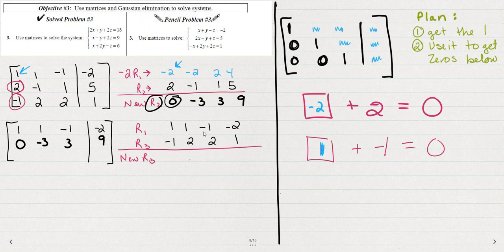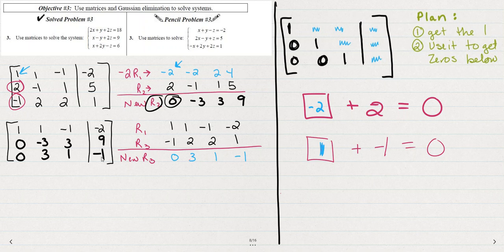So row 1 is 1, 1, -1, -2. Row 3 is -1, 2, 2, 1. When I add those together, I get 0, 3, 1, -1. Don't take a shortcut here. Check your work. Use a calculator if you are prone to arithmetic errors, and just put that addition in there with those negatives. Don't let that throw you off. -2 plus 1 is -1. -1 plus 2 is 1. 1 plus 2 is 3. And 1 plus -1 is 0. So it looks like my new row 3 is 0, 3, 1, -1.